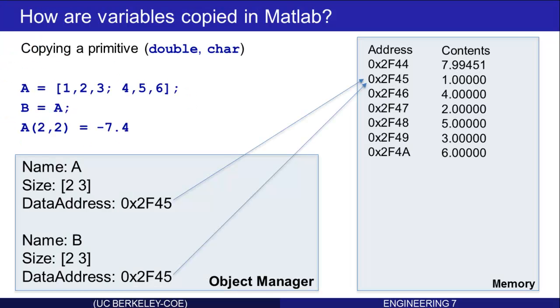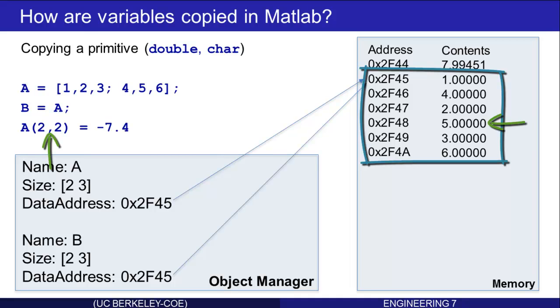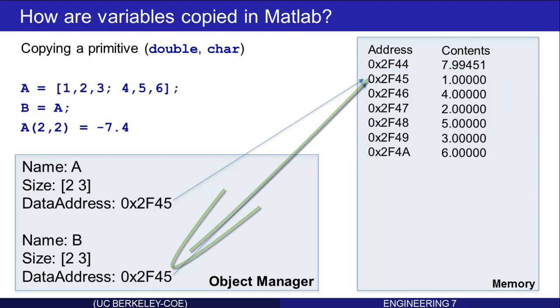I claimed that when we copied A into B, the variables maintained by the object manager actually point to the same 6 locations in memory. Then, changing the 2 entry of A would change the 2 entry of B, which we saw is absolutely not the case. A and B are individual entities. What really occurs is that when an element of one of these arrays is changed, some other things have to happen.